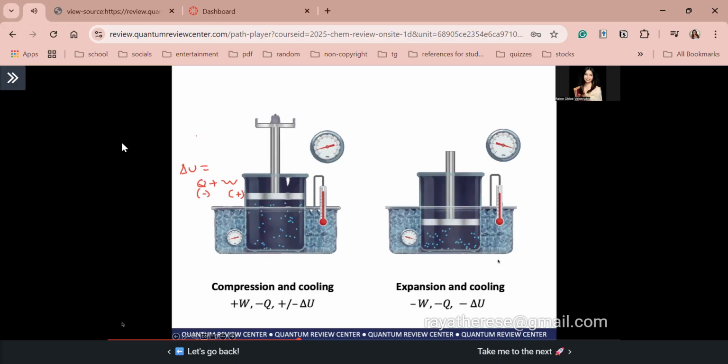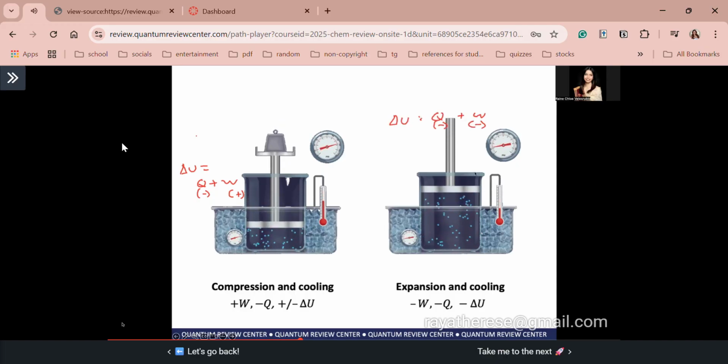Next, for expansion and cooling naman, here we see a gas expanding as it is being cooled. Okay? So work is being done by the system because the gas, which is the system, is expanding. Therefore, work is negative. Then may cooling nagaganap, so Q is negative. So, since Q is negative and work is negative, then meaning the internal energy delta U is also negative.